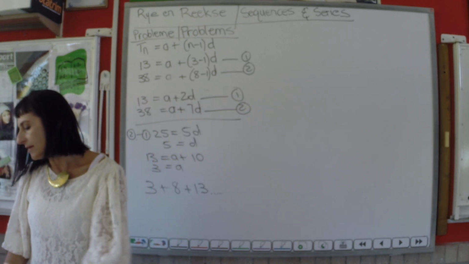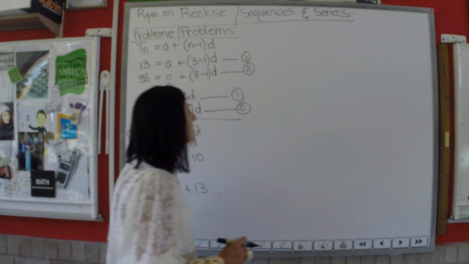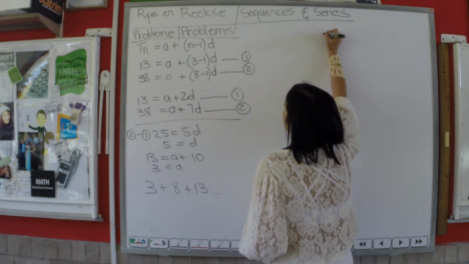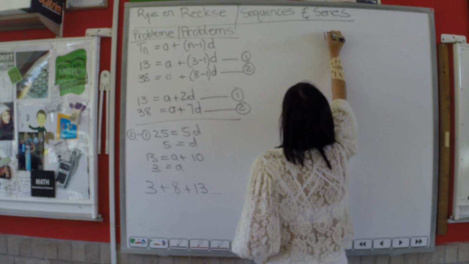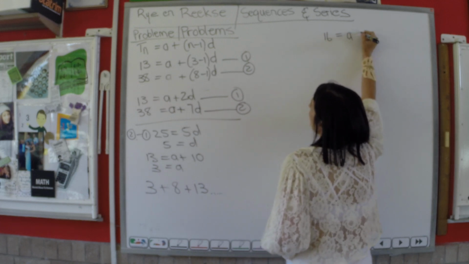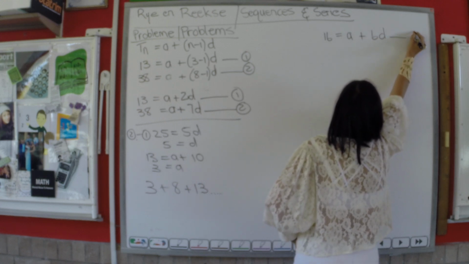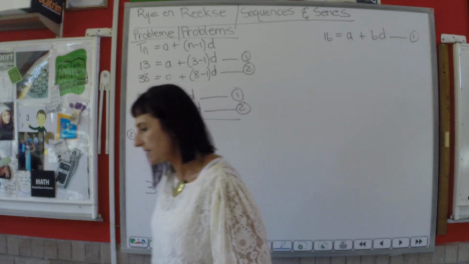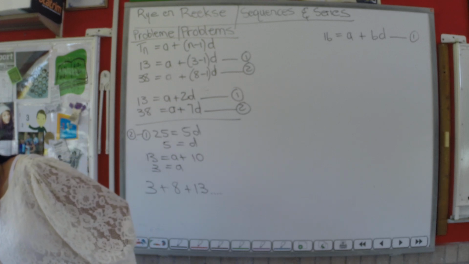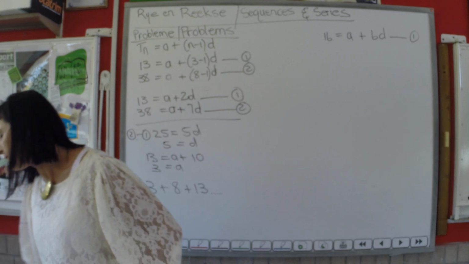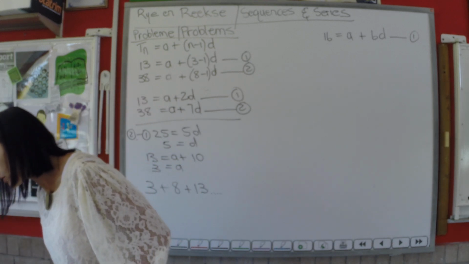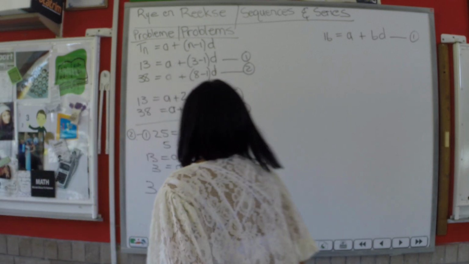Indien die 7de term van 'n rekenkundige ry 16 is. Die 7de term is 16. Die 7de term, so dis 7 minus 1 is 6D. That's the first equation that I've got. Next thing. The sum of the first 10 terms equals 150.